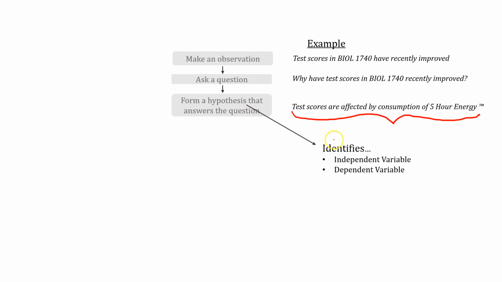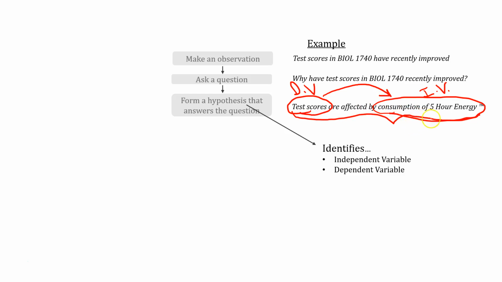All right, so the dependent variable is this one right here, the test scores. And the independent variable is the consumption of the energy drink. Okay? And you can see that I'm saying that the test scores of my students depend on whether or not they're consuming this beverage. And if you get these backwards, it won't make sense.